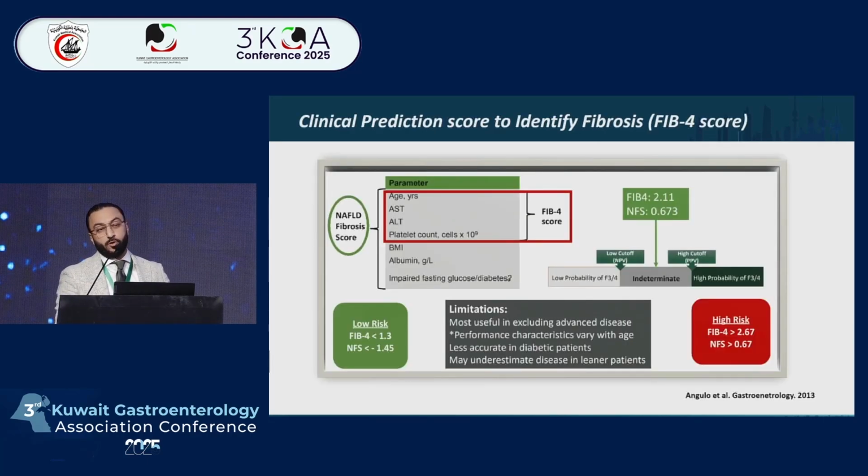So we have the FIB-4 score. I think everybody now should be familiar with the FIB-4 score. You can download the app on your Android and your iPhone, and you should start calculating your FIB-4 score. If the FIB-4 score is below 1.3, this is low risk. Just repeat again after 1 year and reassess your patient. If your FIB-4 score is more than 2.67, you should refer him to hepatology for further assessment and imaging.